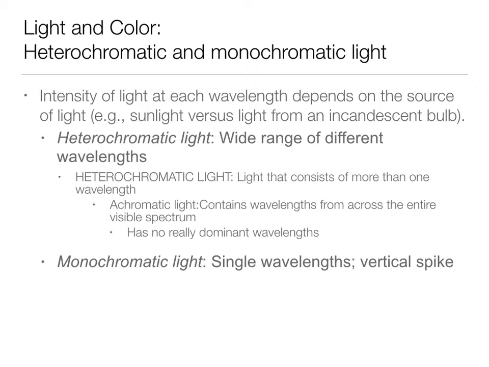This is opposed to monochromatic light, which is just a single wavelength. So if you have red light, it is just red light. There's no other light in there. It's light that, again, consists of only one wavelength.